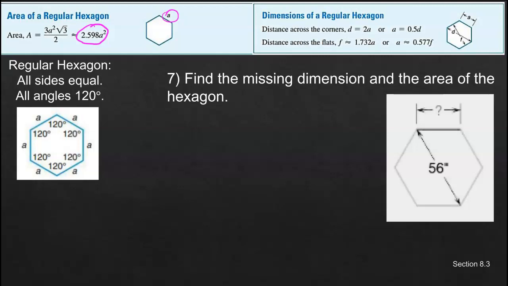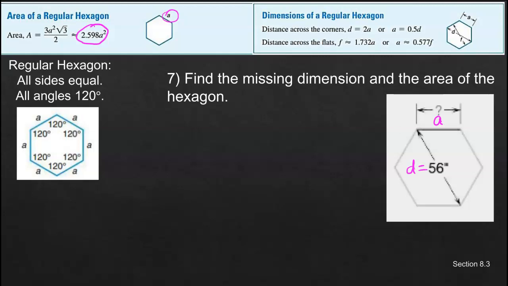Okay, so the missing dimension is A. That's what we're looking for. In this case, we are given 56, and 56 is D, right? The distance across the corners. So from corner to corner is 56 inches.